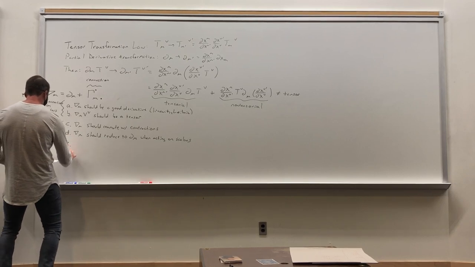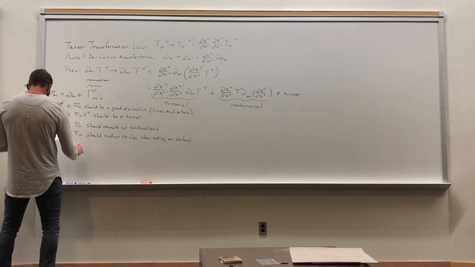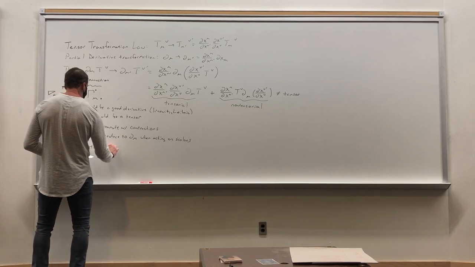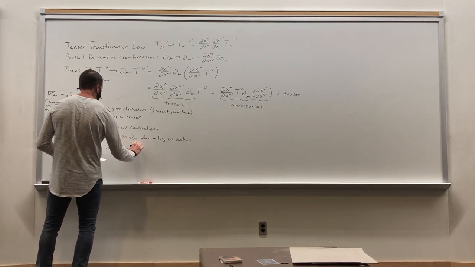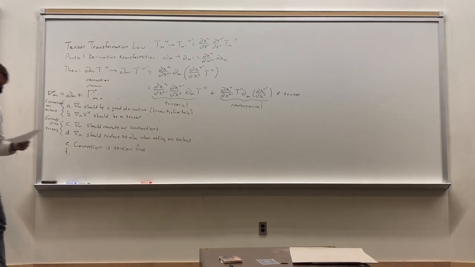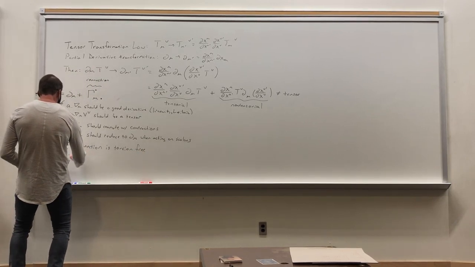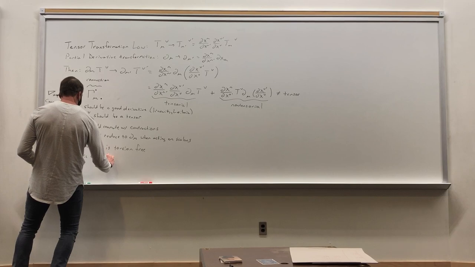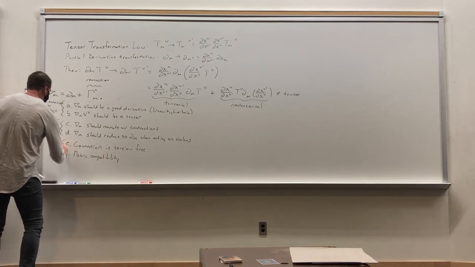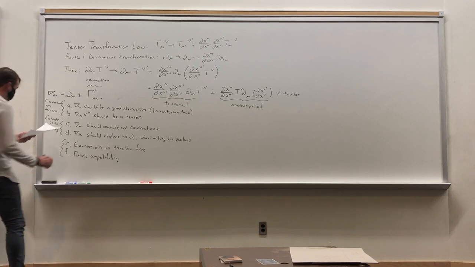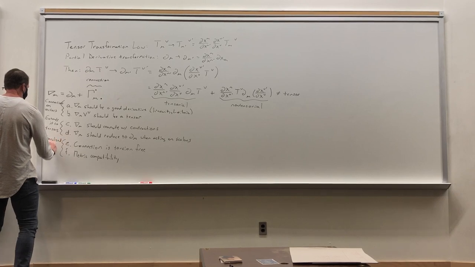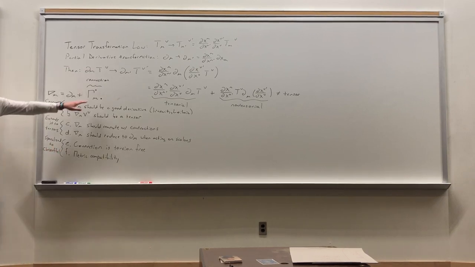And then we have two more. And these are actually very special. First, we're going to demand that the connection is torsion-free. And don't worry, I know you don't know what the word torsion is, or you might have an idea, but I'm going to make it explicit. And then we're going to demand metric compatibility. When we do this, we will get specialized to a specific expression for this.